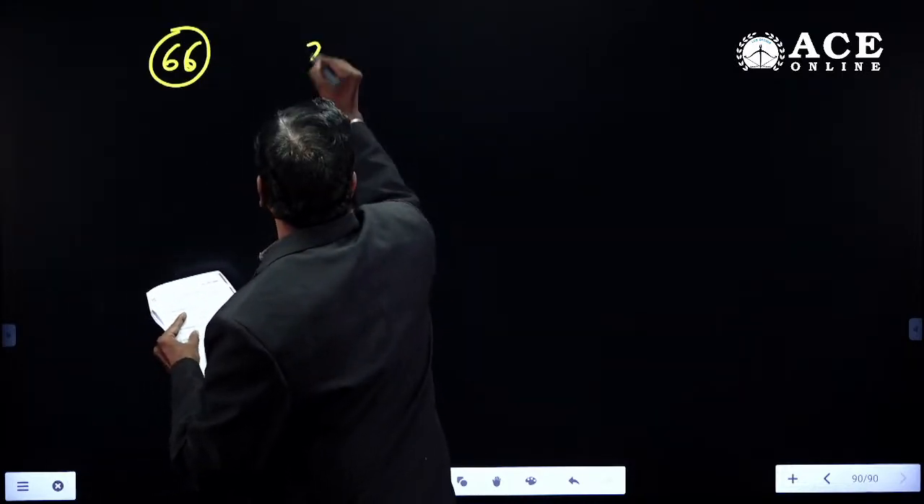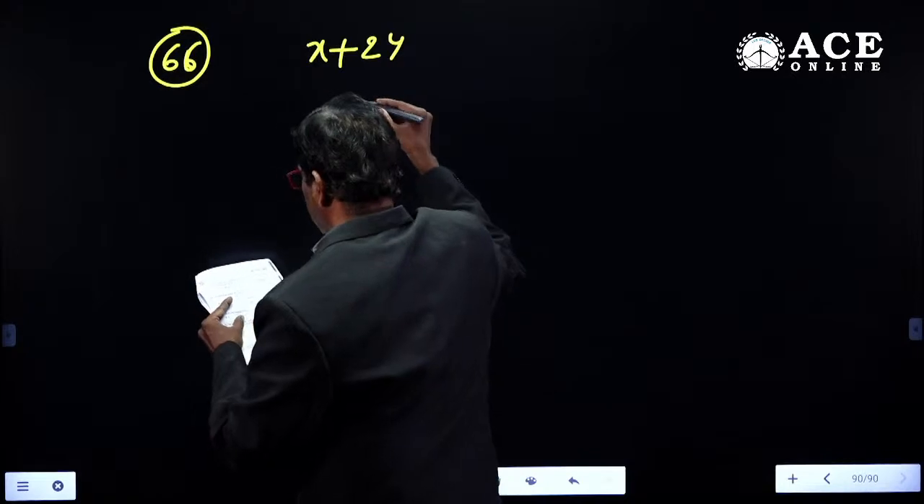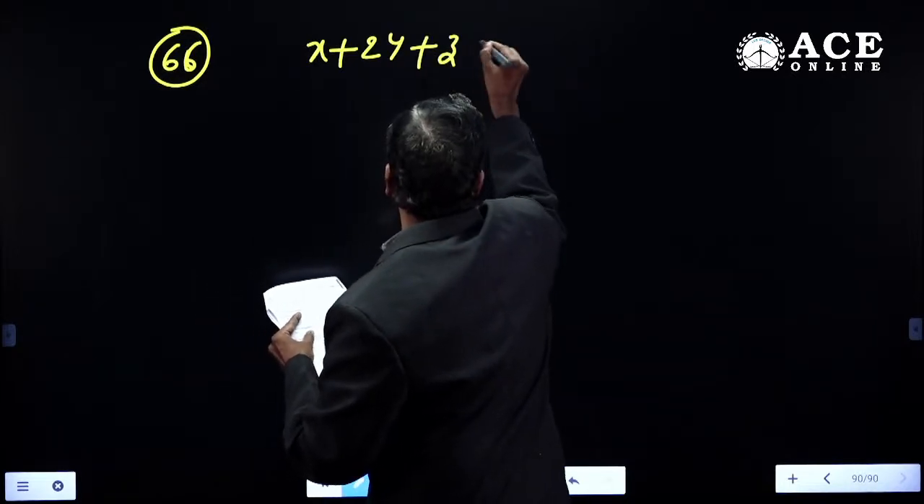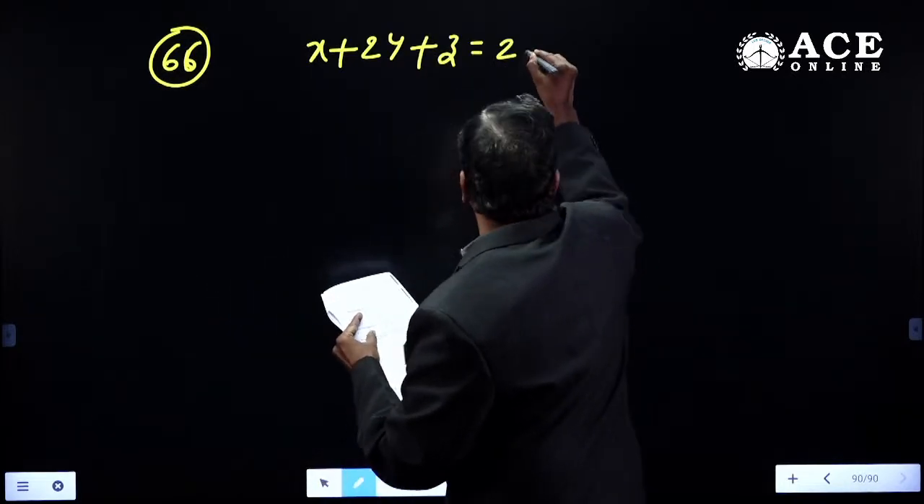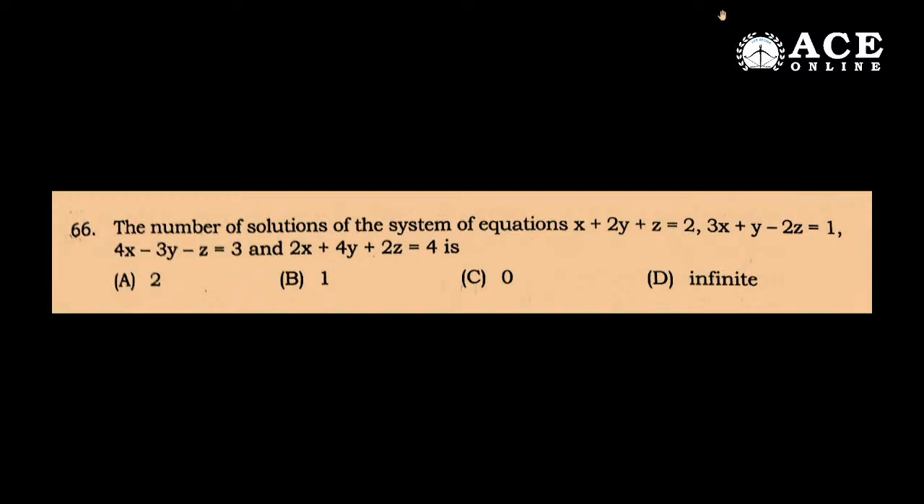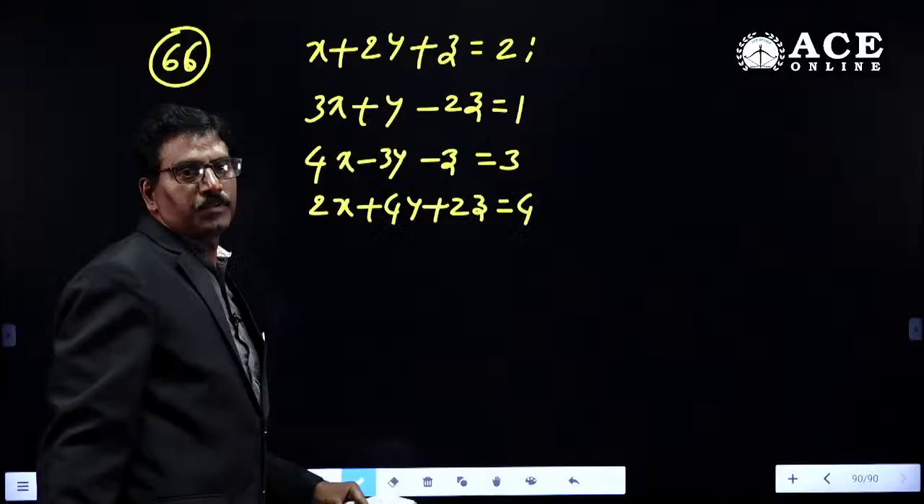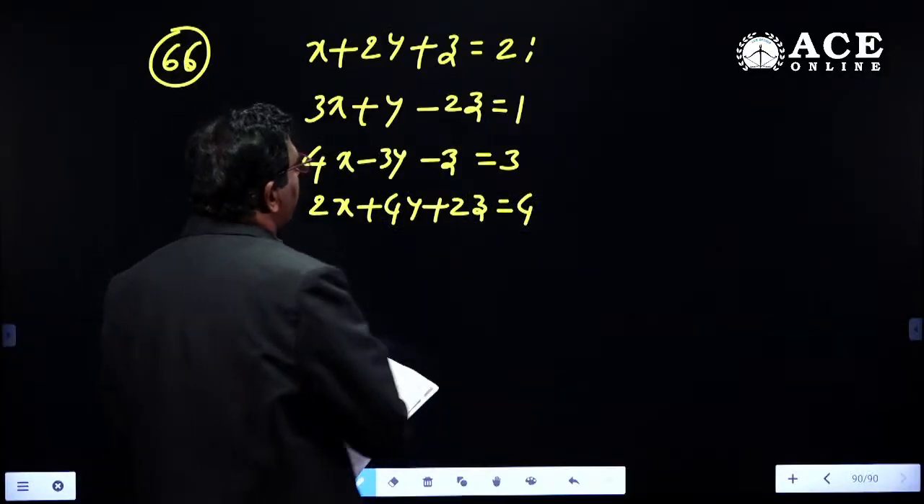Okay, the given equations are: one equation is x plus 2y plus z is equal to 2. Second one, 3x plus y minus 2z is equal to 1. Third one, 4x minus 3y minus z is equal to 3. And 2x plus 4y plus 2z is equal to 4. Okay, 4 equations are given like this.